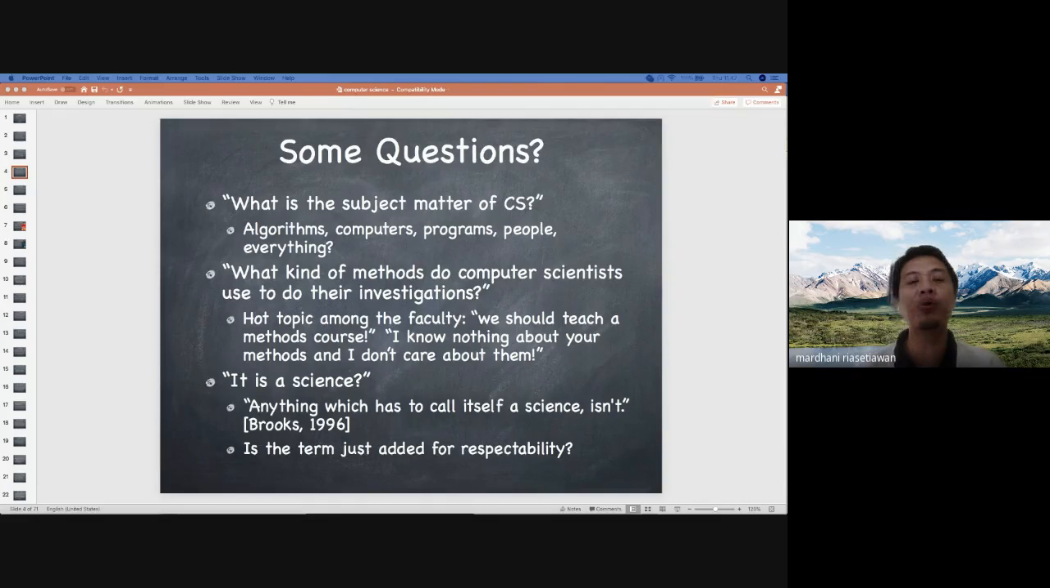The next question is, what kind of method do computer scientists use in their investigation? This question brings us to the methodologies, the approach, and how computer scientists find the answer to the question itself. That's why several scientists say that the algorithm is not just algorithms, but an investigation method to solve something.